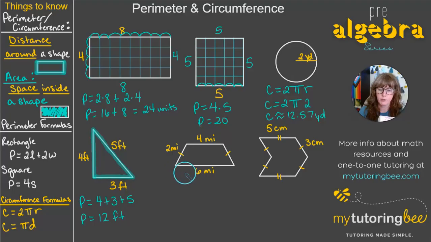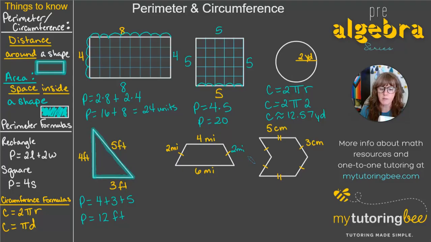Next, we have a trapezoid, or what appears to be a trapezoid, and we are missing one of those side lengths. However, whenever we see these little marks, that means that these 2 side lengths are congruent. They're equal to each other. So since this side length is 2 miles and it has one of those little marks, that means that this side length is also 2 miles. So now we know what numbers to add up.